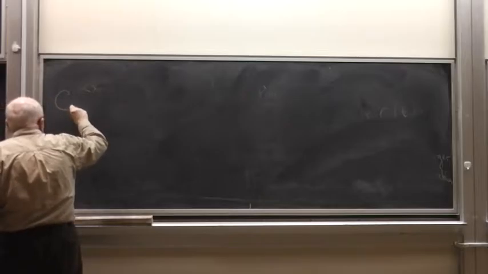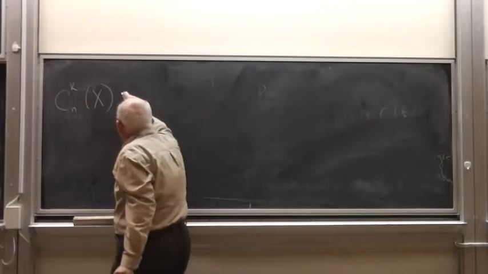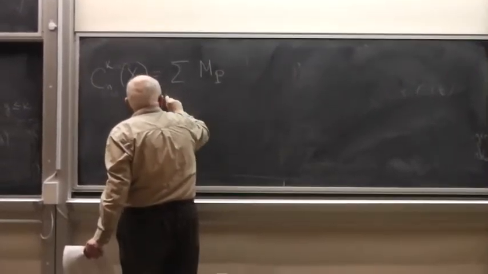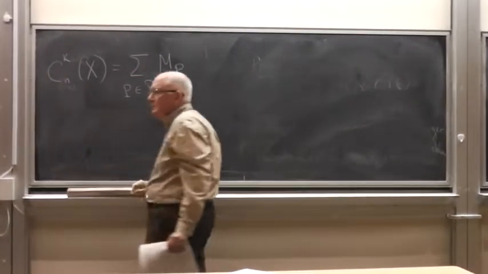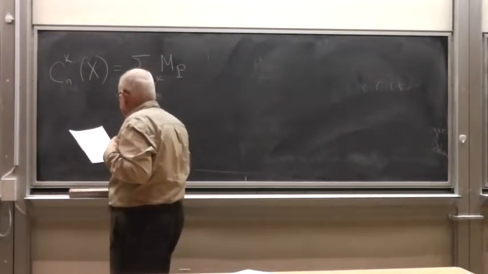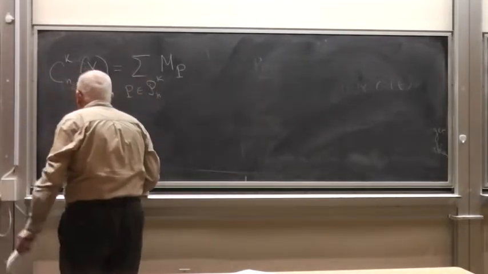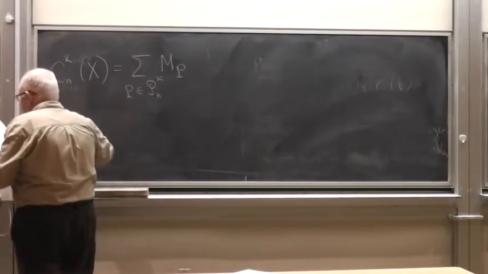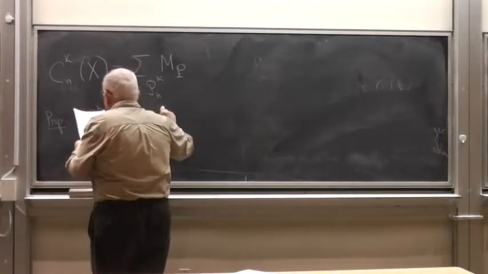Then let me define C and K of X. And this is exactly like it was before, except that P belongs now to this special set. Okay, it's easy to confirm this. The position is, it's very easy to see that they are related by this.